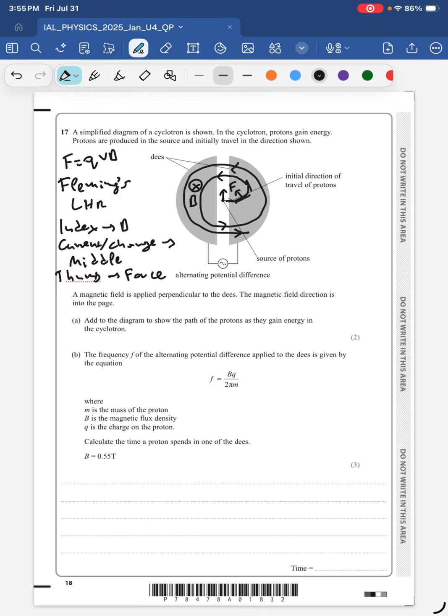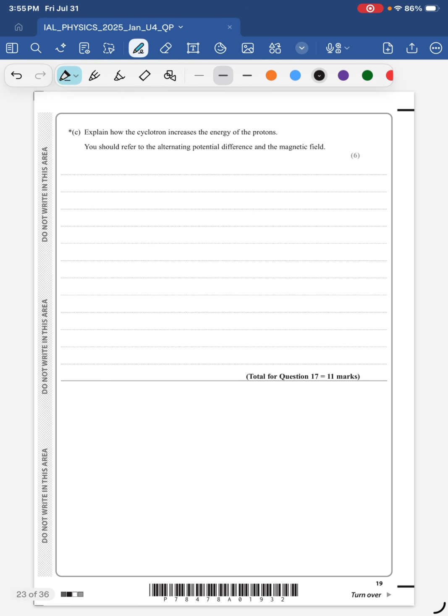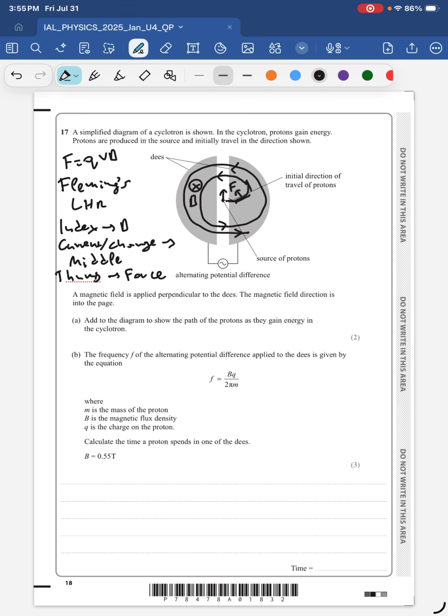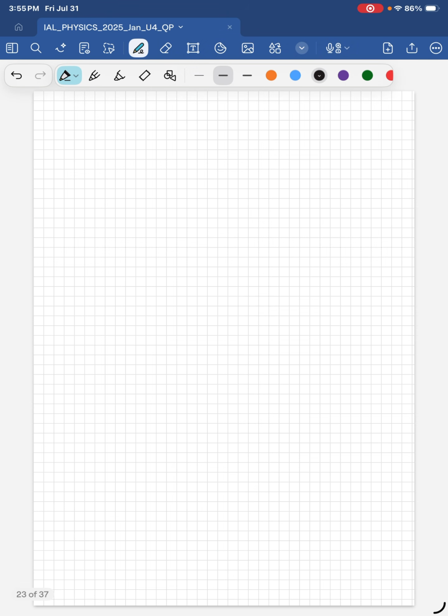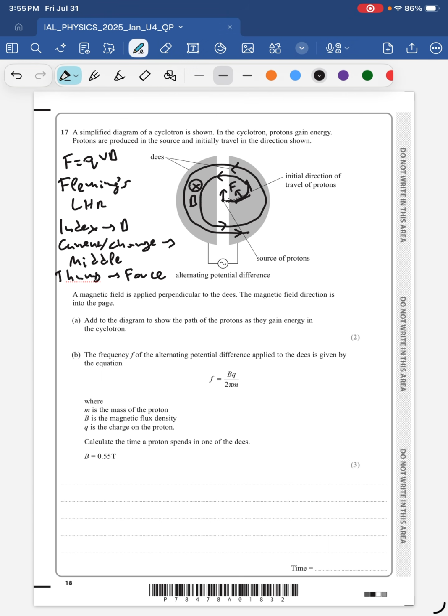Calculate the time a proton spends in one of the Ds. Okay, do we have enough space? We don't. So maybe I'm going to use a clean page for this question. Actually, let's start here and see how it goes. So let's first calculate f, and from there we will calculate the period.